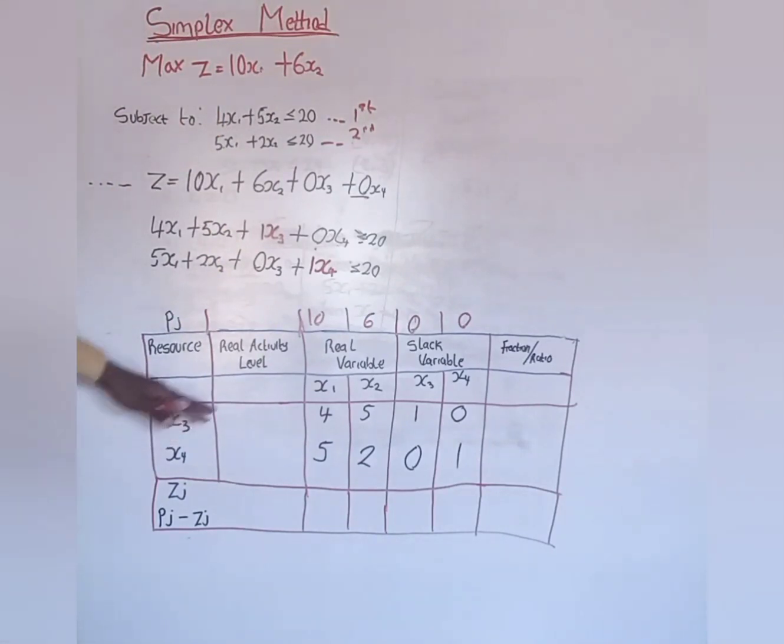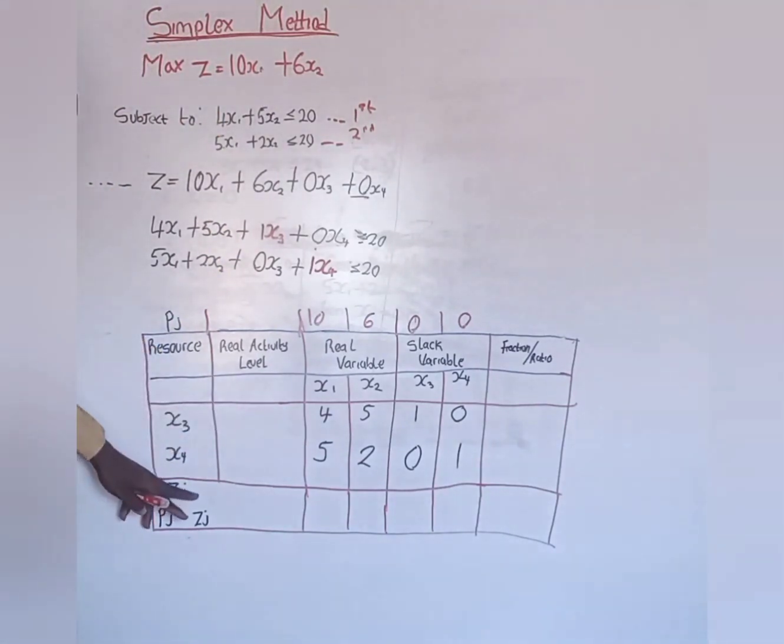If you want to get the key element, we must first get our key column. And if you want to get the key column, let's proceed. It will be the highest value of your PJ minus ZJ. Now, how do we get the value of ZJ? That's what I'm going to be calculating now.